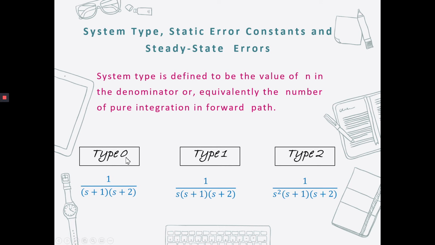So it's very easy to determine the system type based on the value of n of the denominator of a system.